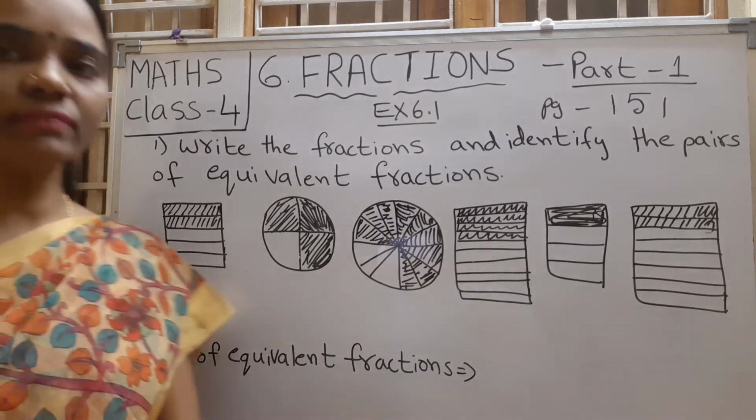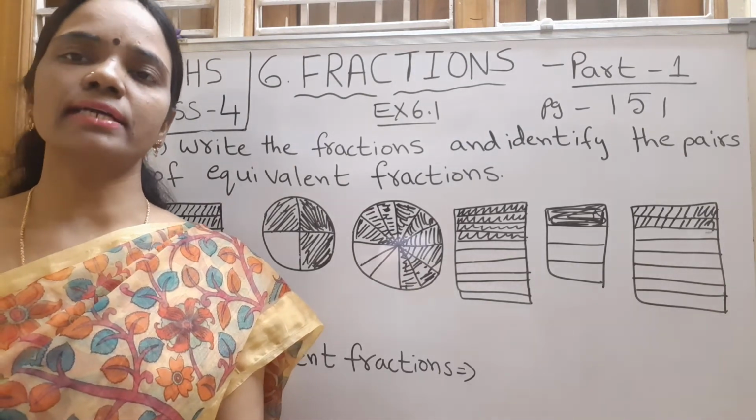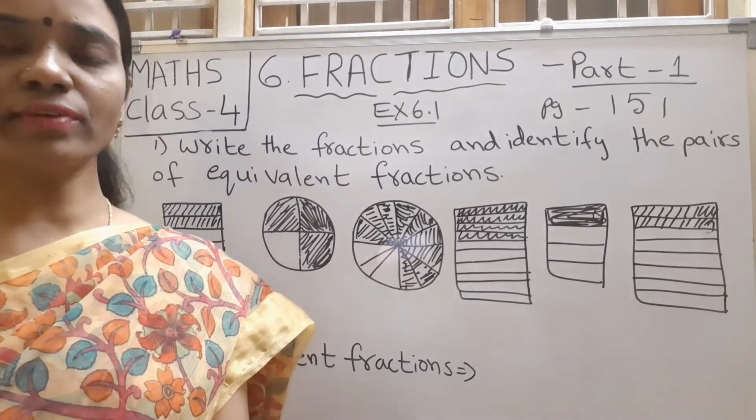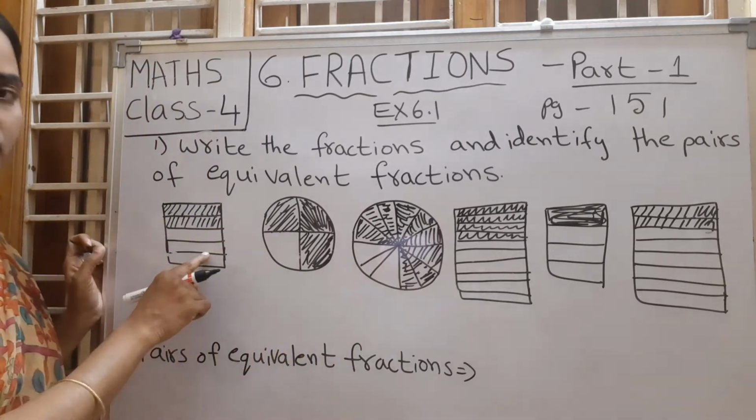So what are equivalent fractions? Equivalent fractions are those which have the same value. The fractions which have the same value are called equivalent fractions. Two or more fractions which have the same value are called equivalent fractions. So now see the first shape here.